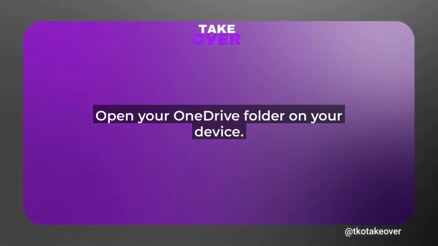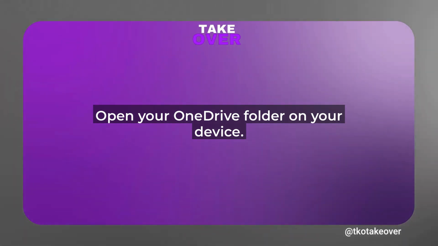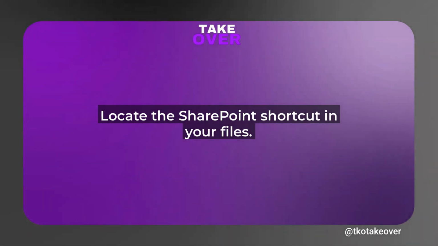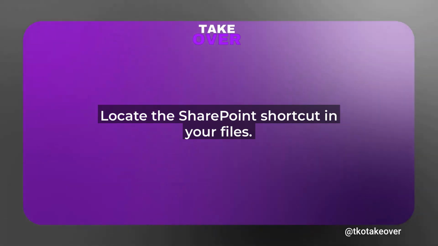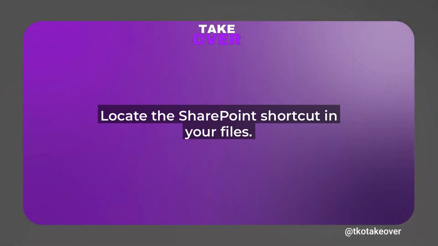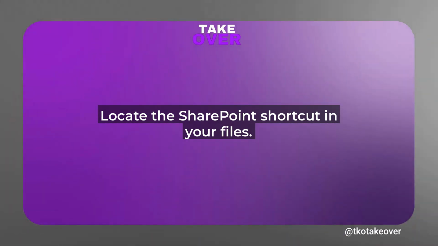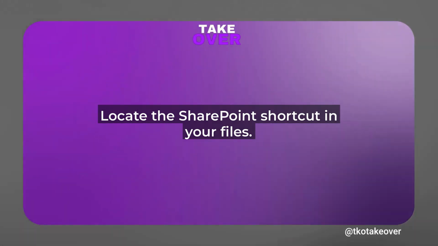Step 2. Locate the SharePoint shortcut. These usually appear as folders with a SharePoint icon. They might be in your main OneDrive directory or nested inside other folders. Once you spot it, right-click on the shortcut. From the menu that pops up, look for the option that says, Remove Shortcut, or something similar. Microsoft might phrase it a bit differently based on updates in 2025, but it should be straightforward.